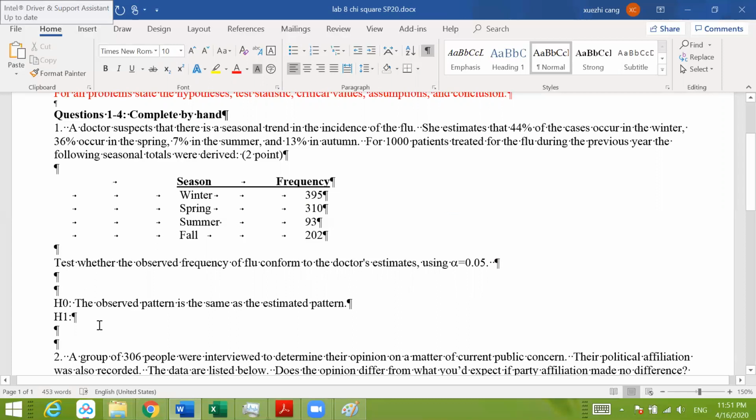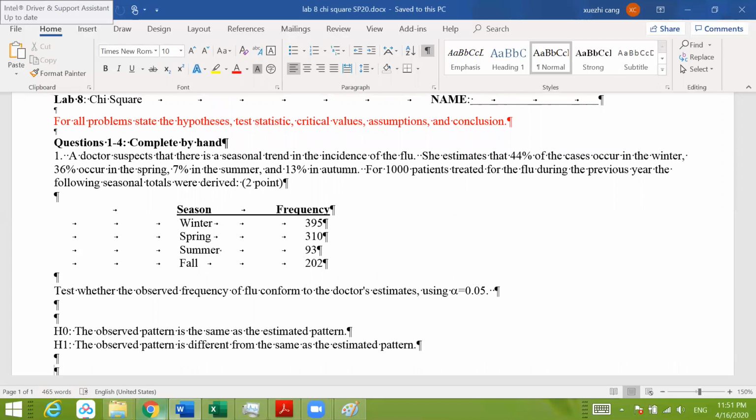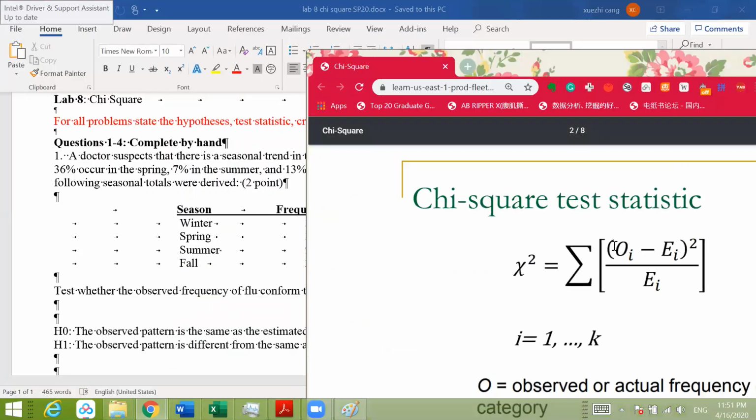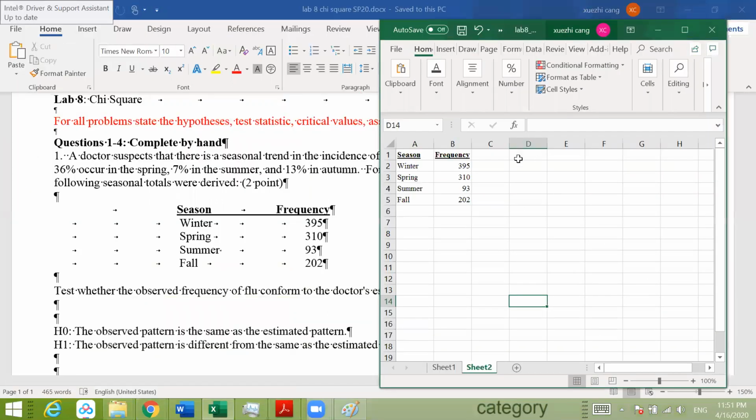After we write down the null hypothesis, it is very easy to write down the alternative hypothesis. Okay, so the next step is to calculate the chi-square value. This one actually is very easy. We can just follow that equation. The O represents the observed value, and the E represents the estimated value. So let's go to here. The number here is just the observed value. Let's copy those values to Excel, and the total number is 1000.